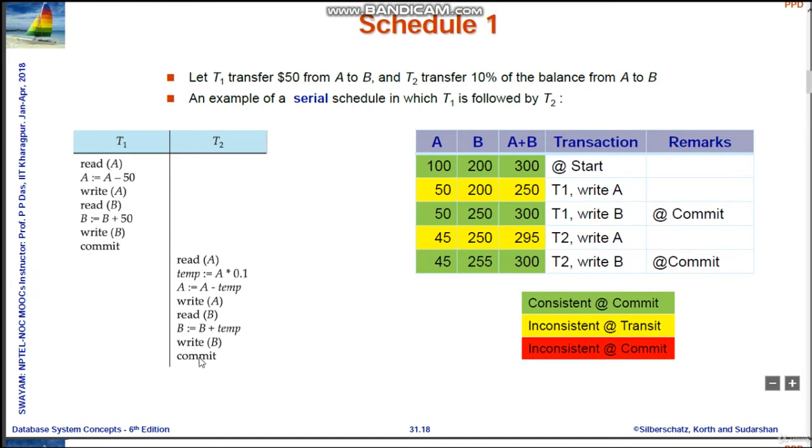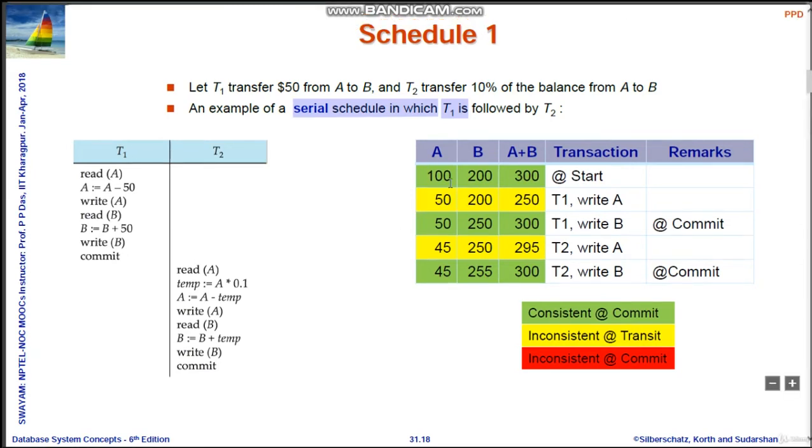So these two transactions will run one after another. First it runs T1, and after committing T1, then T2 will run fully. So that's called a serial schedule, in which T1 is followed by T2. Okay guys, so that's about our serial schedule. Okay, so let's look at the table.